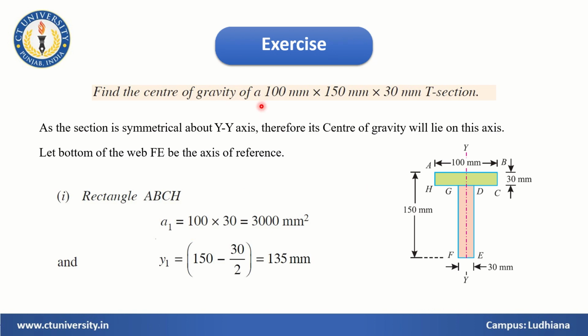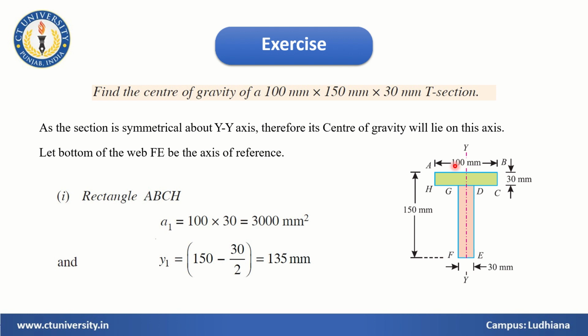So let's see a practical problem. We have a T section, 100 by 150 by 30 mm, to find the CG, right? So it will look like this. We will follow that procedure, defining the axis. We will define the lowest point and the extreme left point as our reference, okay. We need to divide it into two rectangles, rectangle number 1 and rectangle number 2, okay.